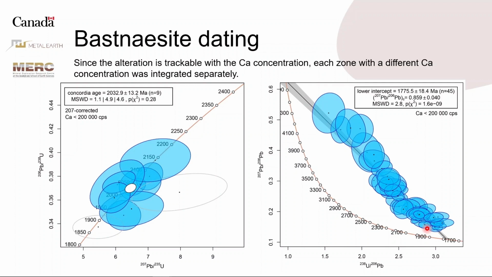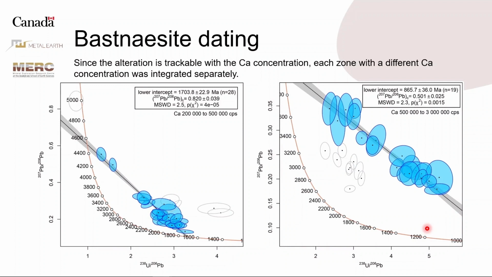What is really interesting is that the more calcium you have, the younger the age seems to be. Here you have an intermediate calcium content, and you have an age of 1.70, before it was 1.77, so a little bit younger. And when you have very high calcium, so this is clearly parisite, you have all of these ellipses that go towards 865 million years.